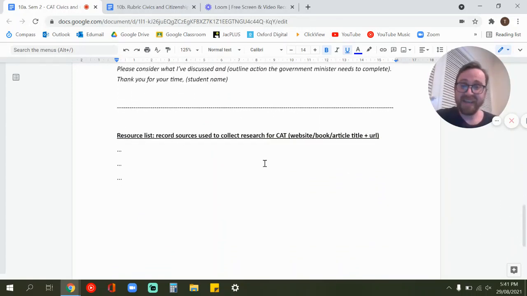Resource list. So record your sources used to collect research for the cat. We were going to have you guys do a nice fancy bibliography with Harvard-style referencing or Chicago-style referencing. However, in light of the little old global pandemic that we're going through, we don't want to put any extra stress and pressure on you guys. So you just need to, similar to the dev, list out the resources that you are using for the cat.